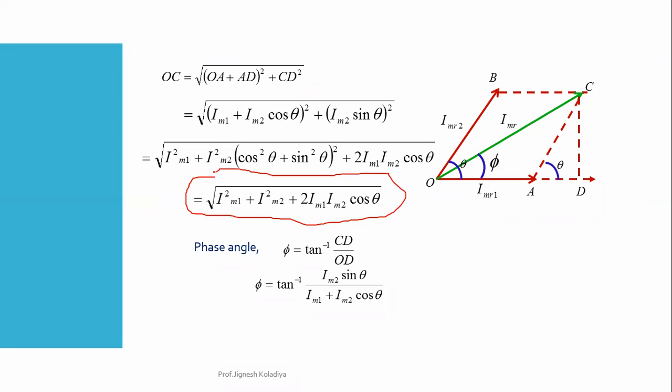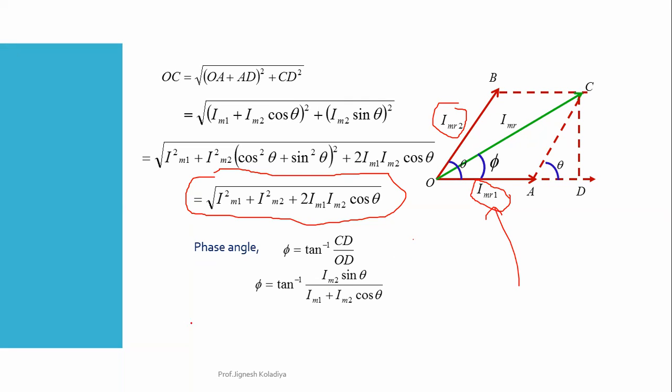Then the parallelogram method is also completed, and you have to remember these two equations that I told you. Square root of Im1 square plus Im2 square plus 2 Im1 Im2 into cos theta. And if it is in the form of voltage, then you can write Vm1 square plus Vm2 square plus 2 Vm1 Vm2 into cos theta. Theta is the angle in between two vectors, Im1 and Im2. This small r represents that the vector is in the RMS form.